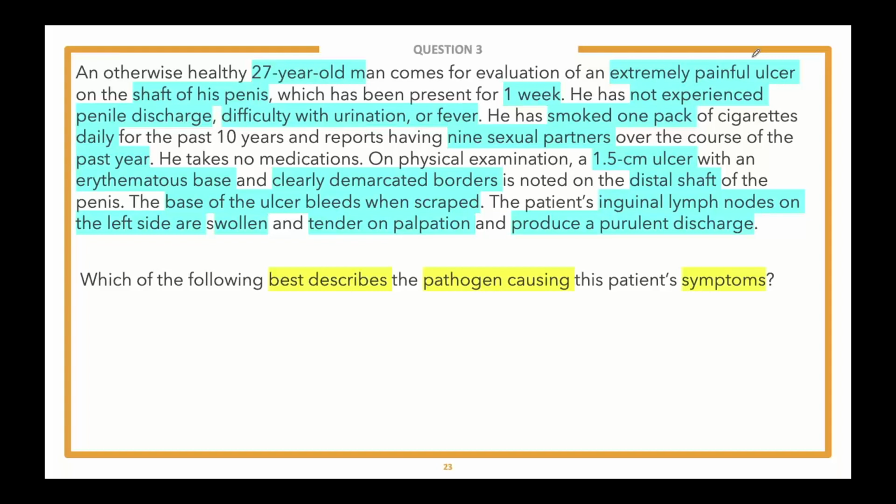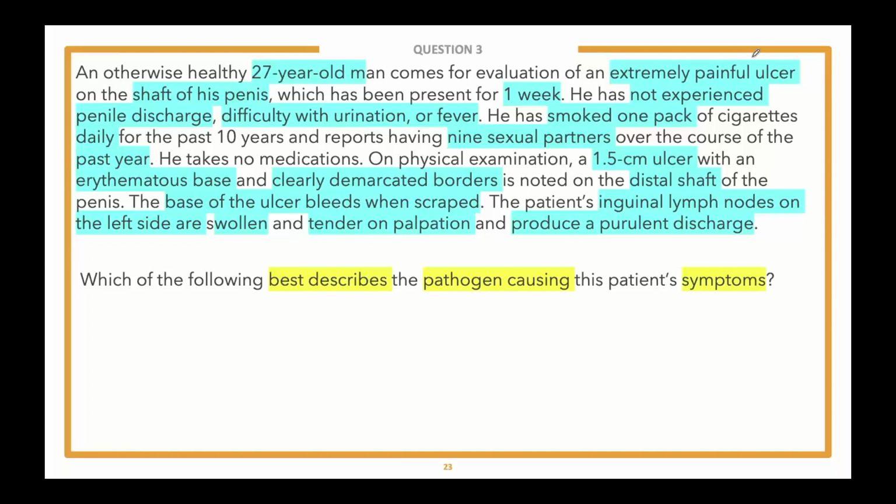So what are those steps? Well, we need to describe the pathogen causing the symptoms. How many steps are there? One, I think we need to figure out what the disease is. What's the diagnosis for these symptoms? Two, what is the pathogen that causes that diagnosis or disease? And then three, I think it's interesting that they said "best described." The question didn't say which pathogen causes it. It says which best describes the pathogen. So there's probably a third step about something maybe micro-related.